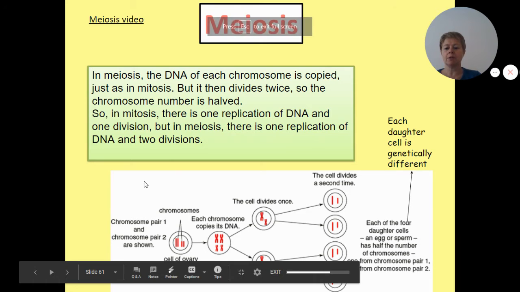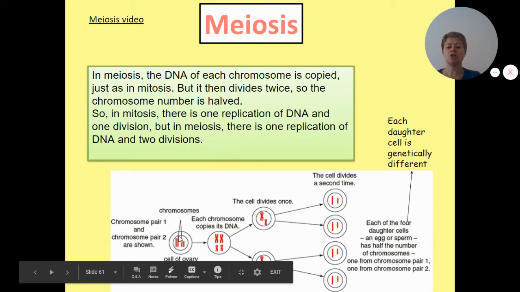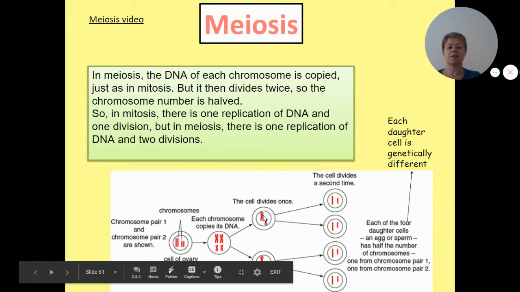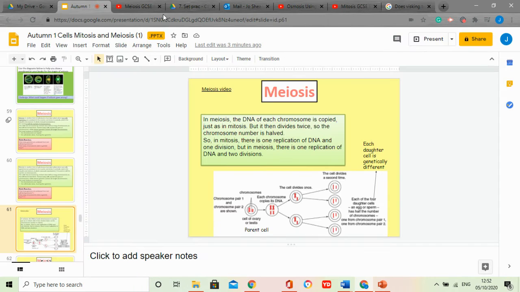So we've got a parent cell at the bottom, which has got 2 pairs of chromosomes in it. So our cells would have 23 pairs. For simplicity, this cell has got 2 pairs. So each of the 4 chromosomes there copy each other, just like in mitosis. But this time, the cell divides once, and then each of the 2 daughter cells here divide again to give rise to 4 daughter cells. And you can see that each daughter cell has got half as many chromosomes as the parent cell. So let's watch that video now.